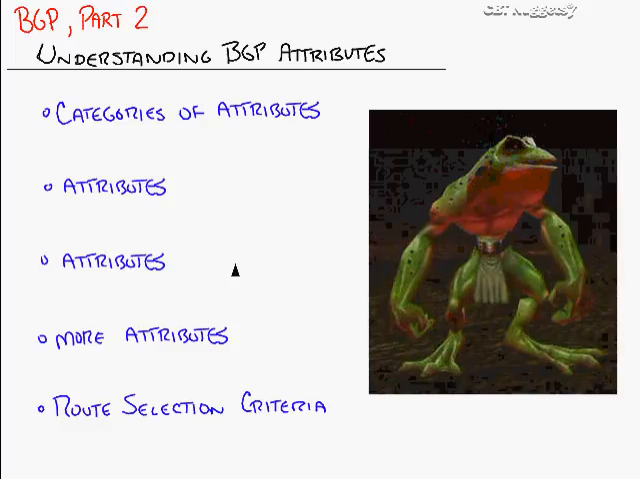So when we went through this nugget, what we saw was all of those attributes, and then finally the route selection criteria that puts each one of them in a priority list.